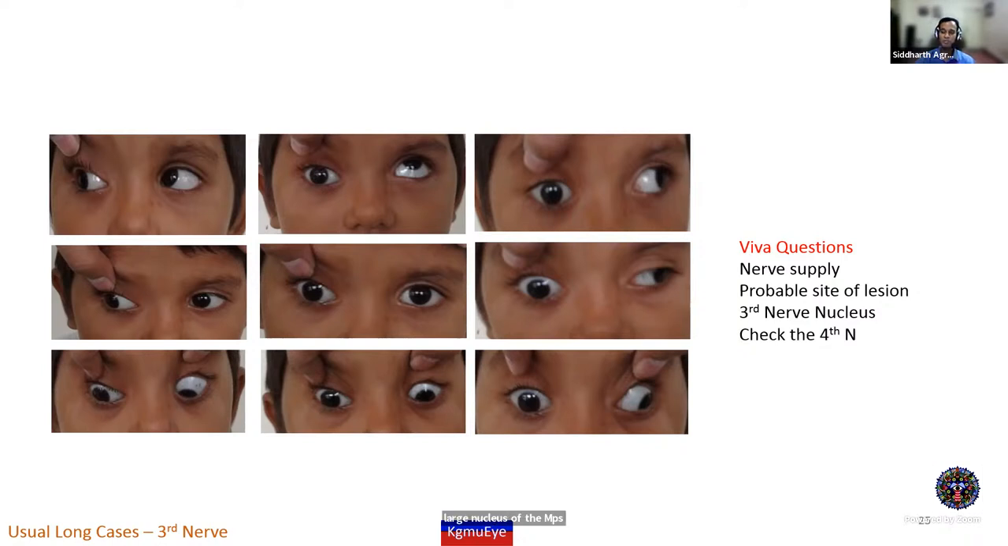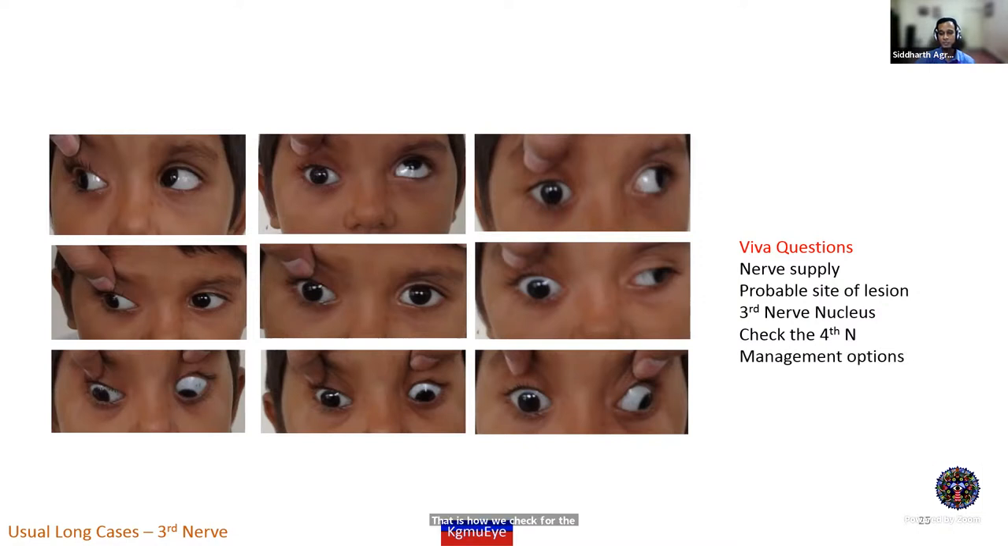Now, sometimes you are asked to check for the fourth nerve in the presence of third nerve palsy. So what we want to hear is that you ask the patient to adduct the eye and you look for the intorsion movement. That is how we check for the fourth nerve in presence of third nerve palsy.